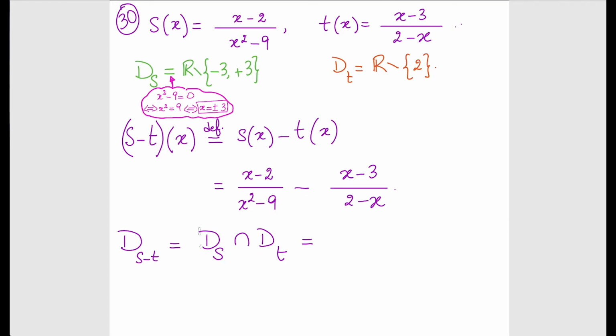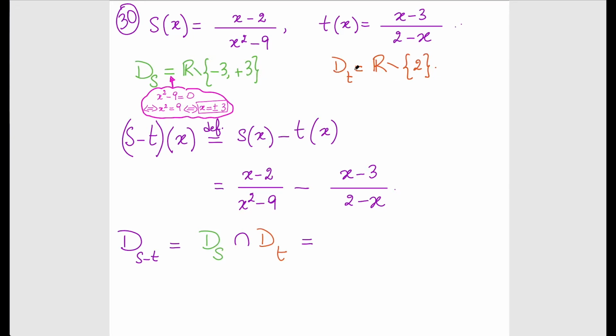This guy was the green guy, and this guy was the orange or red guy, or whatever, brown. Okay? So the intersection of these two sets, which is the domain of the difference, should consist of all the elements that are in the green set and in the orange set, right? So who is in the green? All numbers that are neither minus 3 nor plus 3. So any number that's not minus 3 and not 3 is in the domain of S.